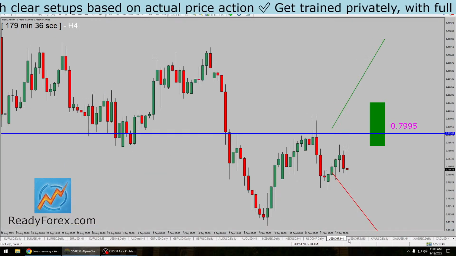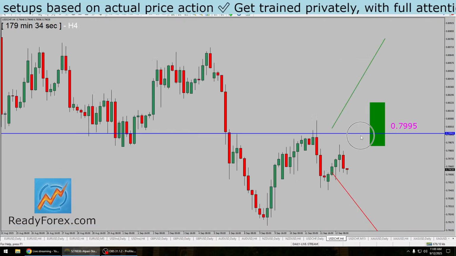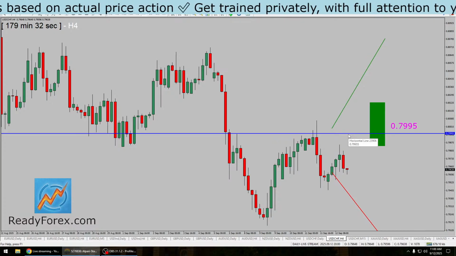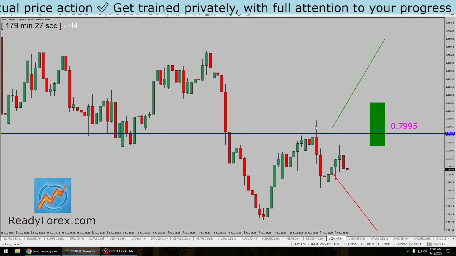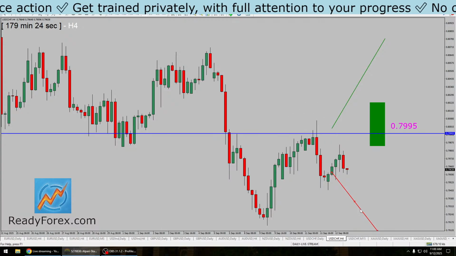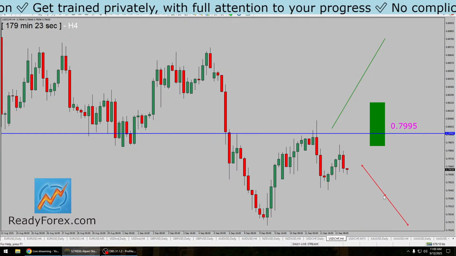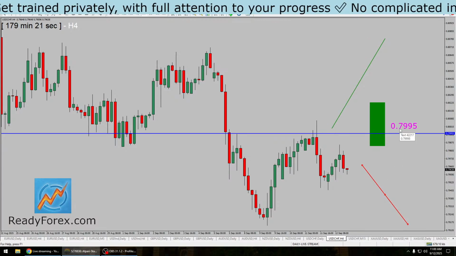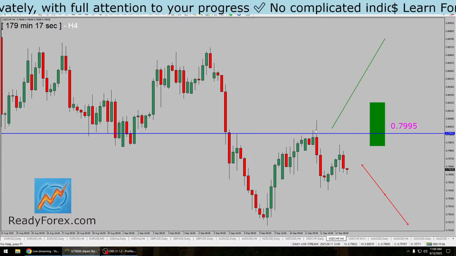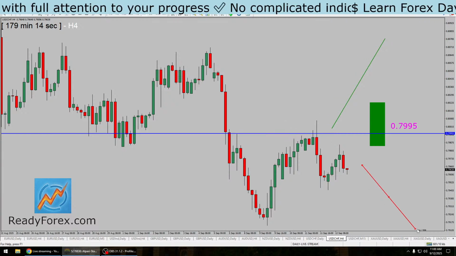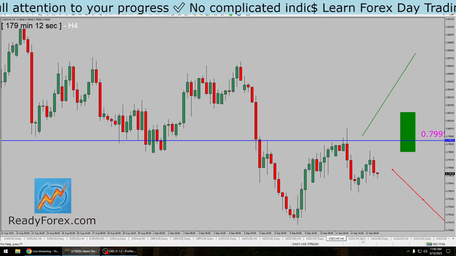Okay, next one. So over here you see we got the bullish breakout, but just a spike in market, that's all. That's not what I'm looking for. I want the price action to close a bullish candlestick above the 0.7995 level. We only got this ugly looking candlestick, so this is telling me market wants to drop more over here.